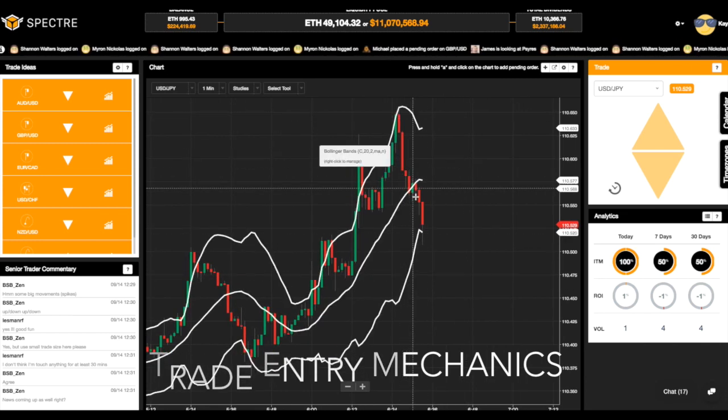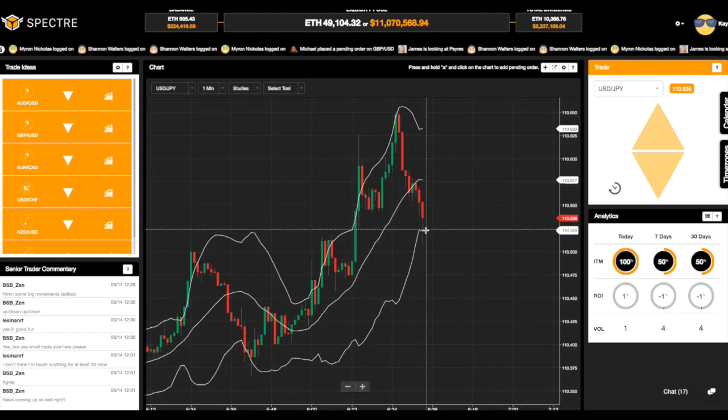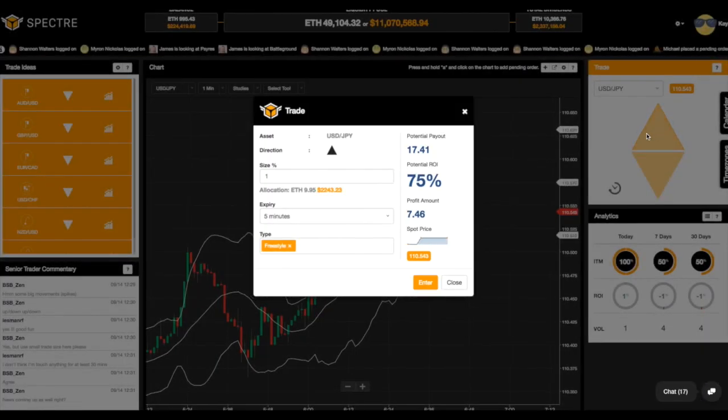The price is falling at the moment, and I believe that it's hit a lower boundary, so it may actually rise. So what I'm going to do here is take a very short-term trade that I believe it's going to go up. The asset is US dollar Japanese yen. The direction is up because I clicked on up, and I want to go in really small. 9 ethers is a lot. I'm just going to go in with a small position, let's say 3 ethers.